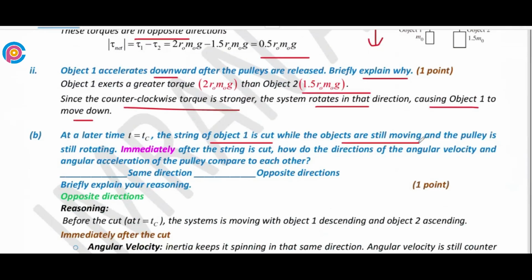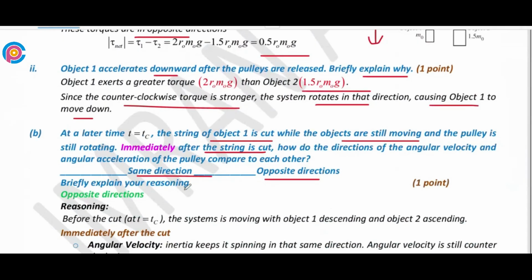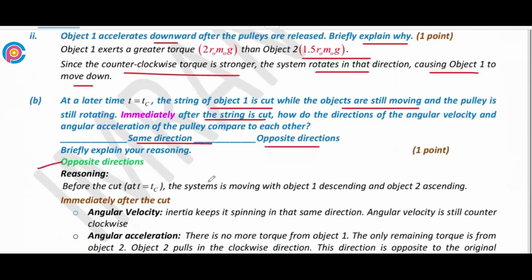Now, at a later time t equal to tc, the string of object 1 is cut while the objects are still moving and the pulley is still rotating. Immediately after the string is cut, how do the directions of angular velocity and angular acceleration of the pulley compare to each other? Are both in the same direction or in opposite directions? The answer is that they are in opposite directions.